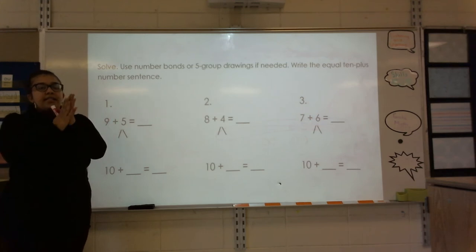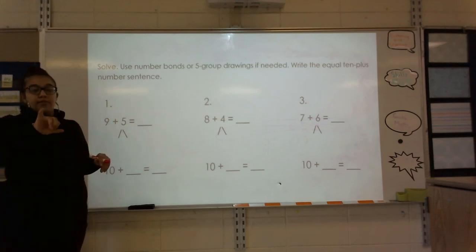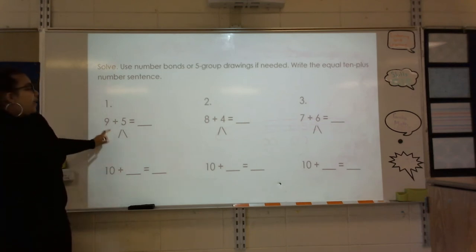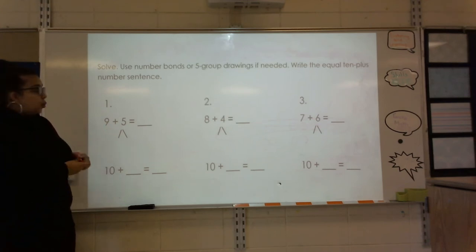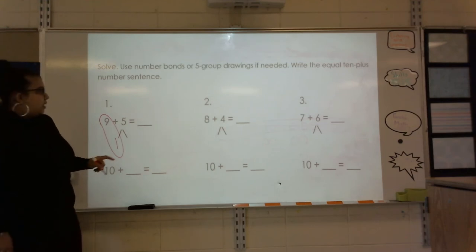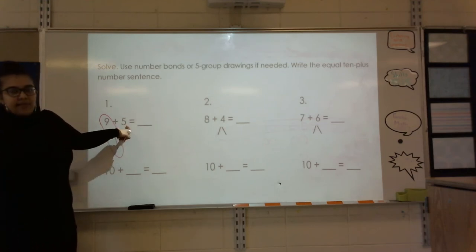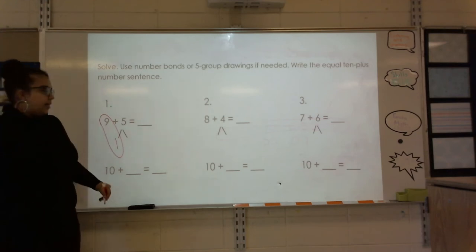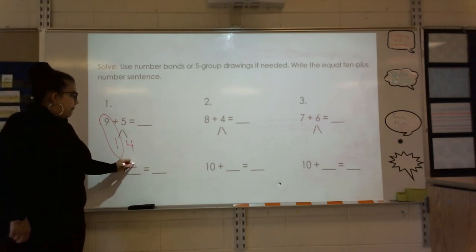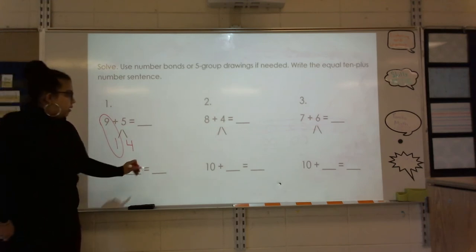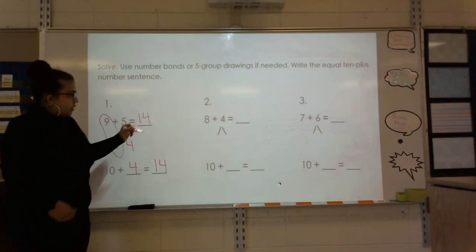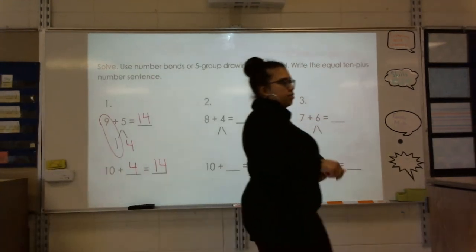Which pieces are inside a group of 5? Well, there's 1 and 4, there's 2 and 3, there's 0 and 5. Those are all ways to make 5. How many do we actually need? We need 1 because we already have 9. 9 and 1, we know, make a group of 10. Okay. Well, I can't just leave the rest of that 5 all willy-nilly. That 4 that is left needs to be accounted for. So 10 plus 4 is equal to 14, which means 9 plus 5 is equal to 14.